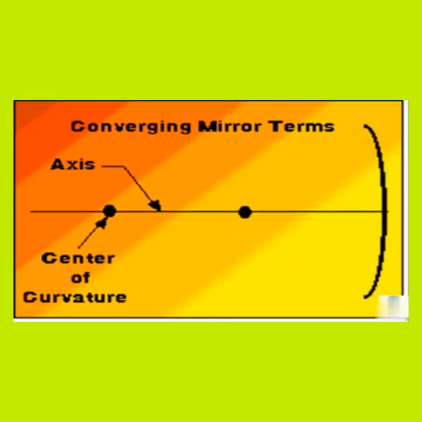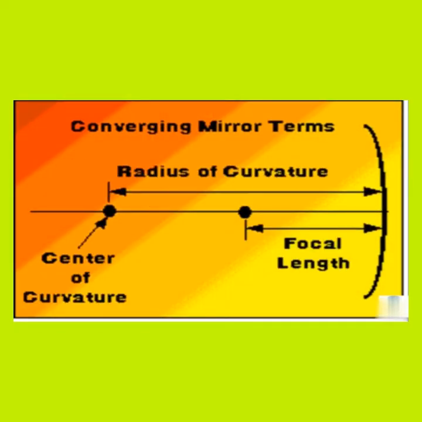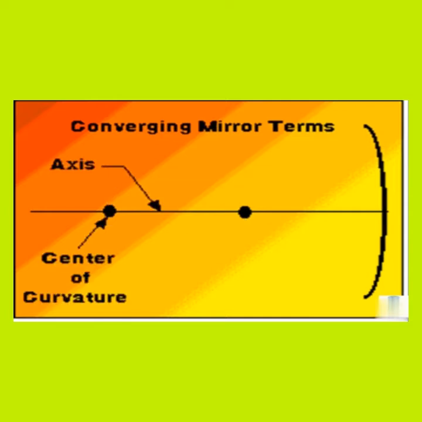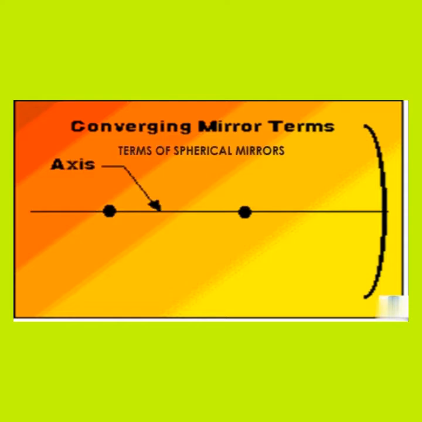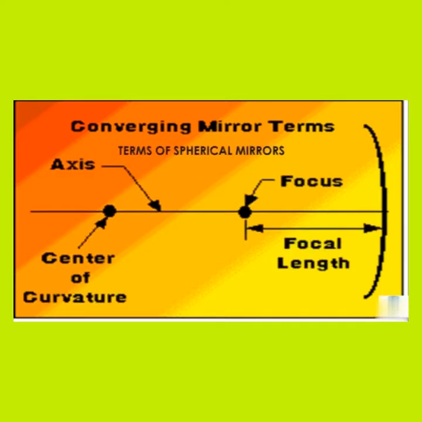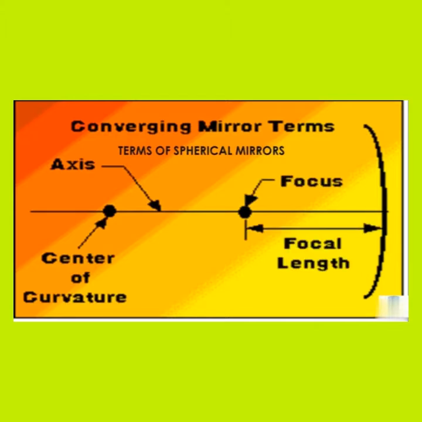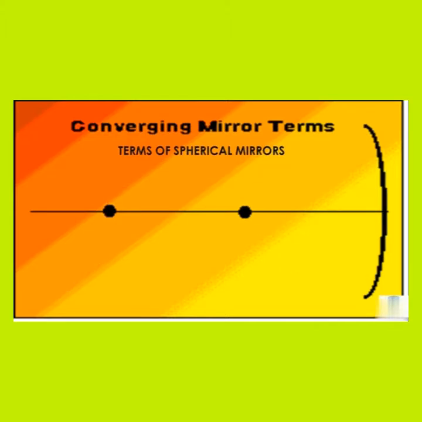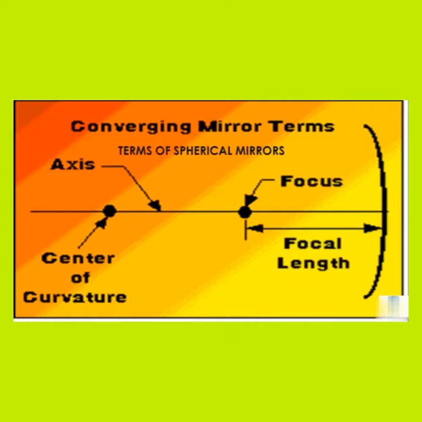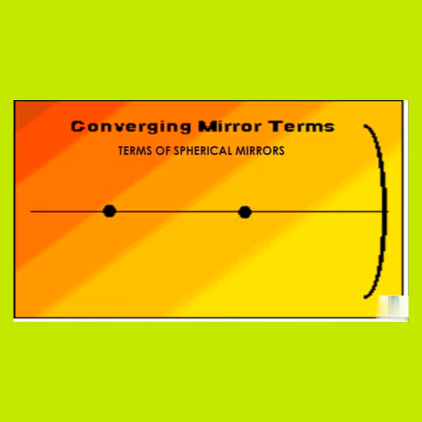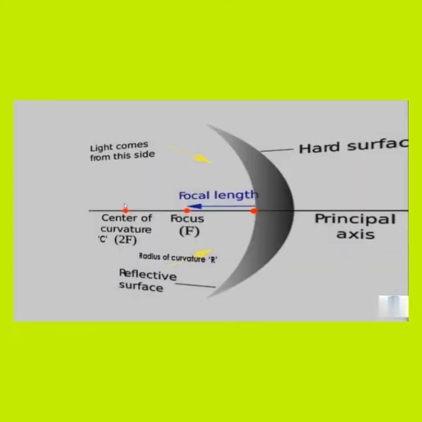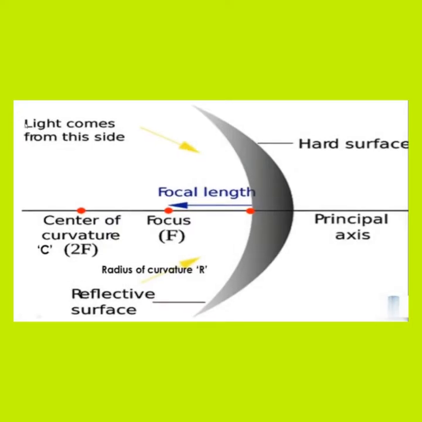In order to understand the image formation in spherical mirrors, we need to know some of the terms related to them. Terms of spherical mirrors: axis, center of curvature, focus, focal length, and radius of curvature. Let's see in detail. Center of curvature. It is the center of the sphere from which the mirror is made. It is denoted by the letter C in the ray diagrams.